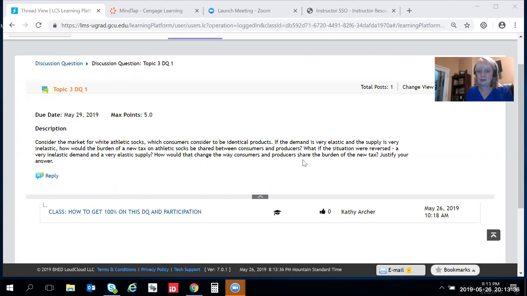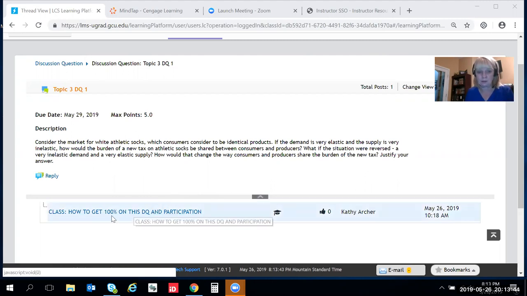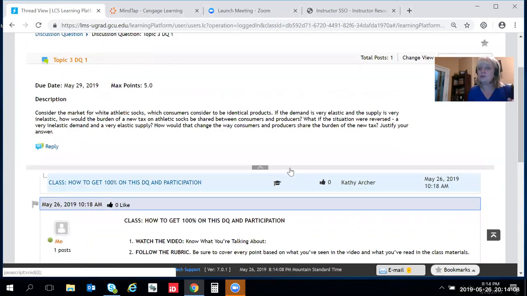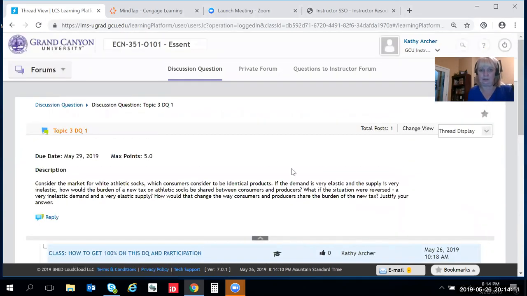Before we go any further, let's take a look at the rubric here and see exactly what you're going to need to cover in order to get the points. So here's the rubric. Class, know how to get 100% on the DQs and participation. So let's open that up. And it looks like you explain the tax burden when the demand is elastic and supply is inelastic, and that's worth 2.5. And then you explain the tax burden when demand is inelastic and supply is elastic, and that's 2.5. So you really just have to know the two scenarios and the difference between the two.